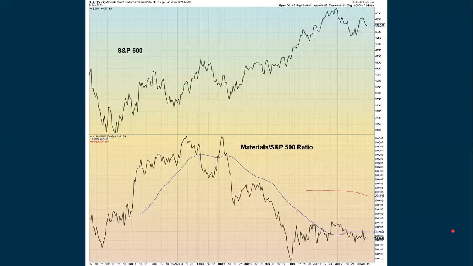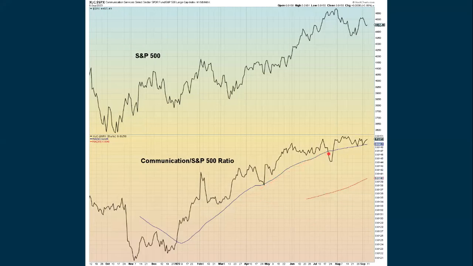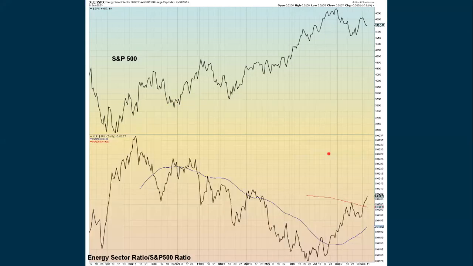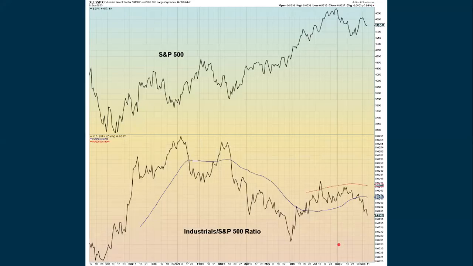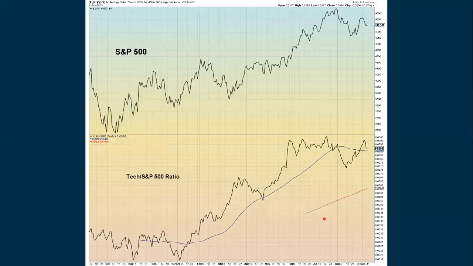We look at the S&P in different sectors. We just do a flat out ratio between materials and the S&P. Materials are underperforming. Communication, which has been one of the stronger areas in 2023, is outperforming. We look at the energy sector, which has been roaring back lately, but still is in a longer term downtrend. The financials, which we had the problem back in March, still continue to underperform.